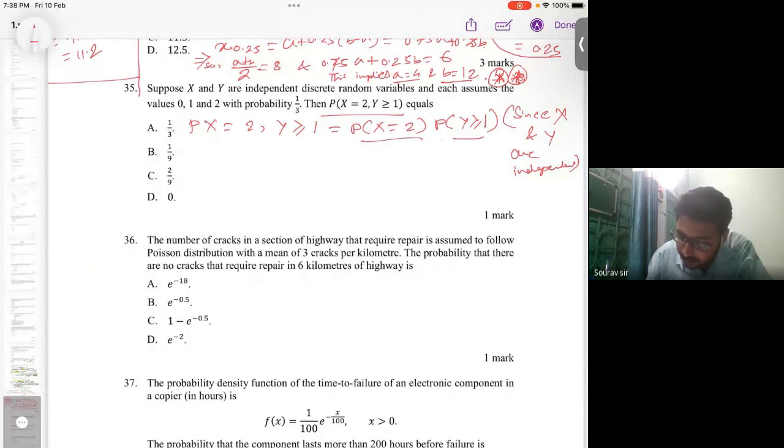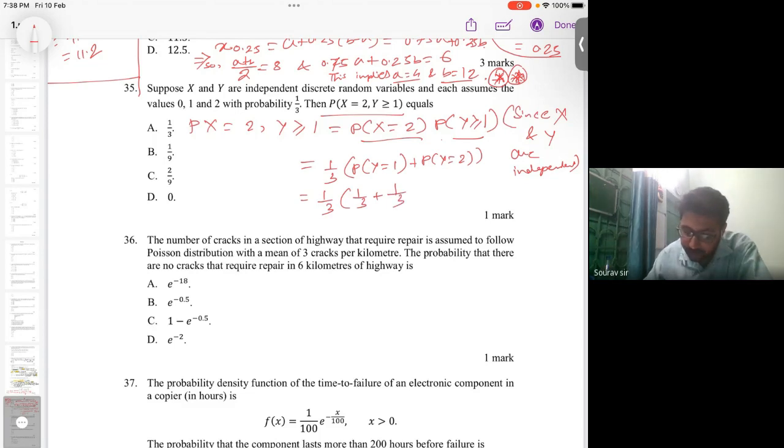The next part will be 1 by 3 times (P of Y equal to 1 plus P of Y equal to 2), which is equal to 1 by 3 of (1 by 3 plus 1 by 3). I'm just putting in the values from the given information. You will get the answer 2 by 9, which is equivalent to option C. So the answer of question number 35 will be C.